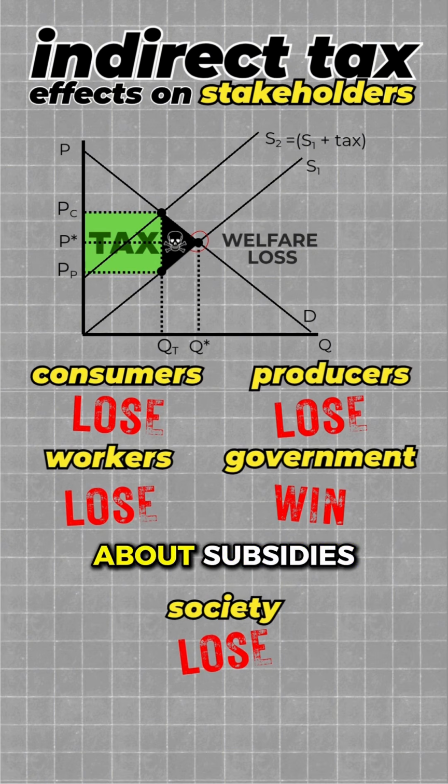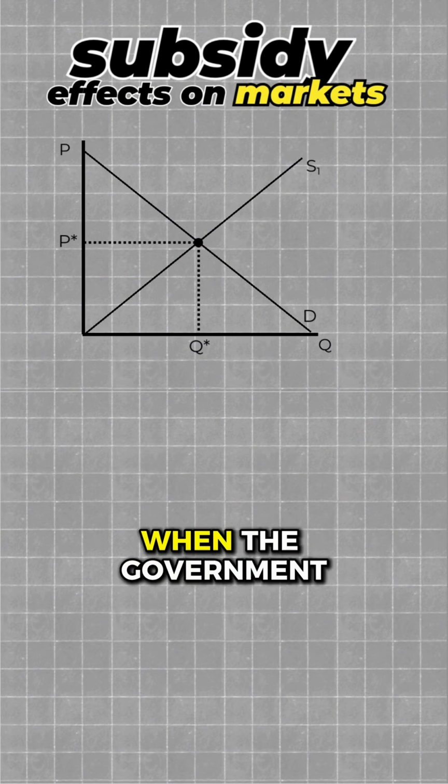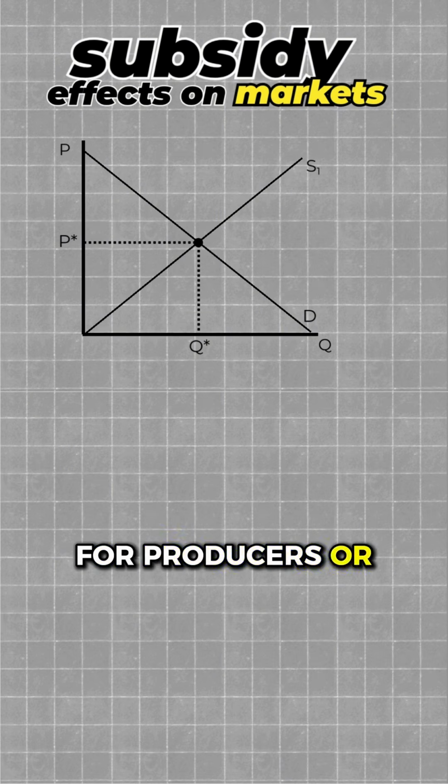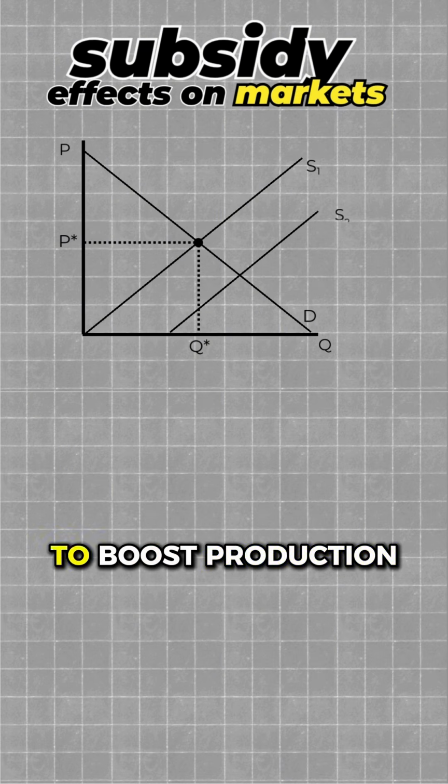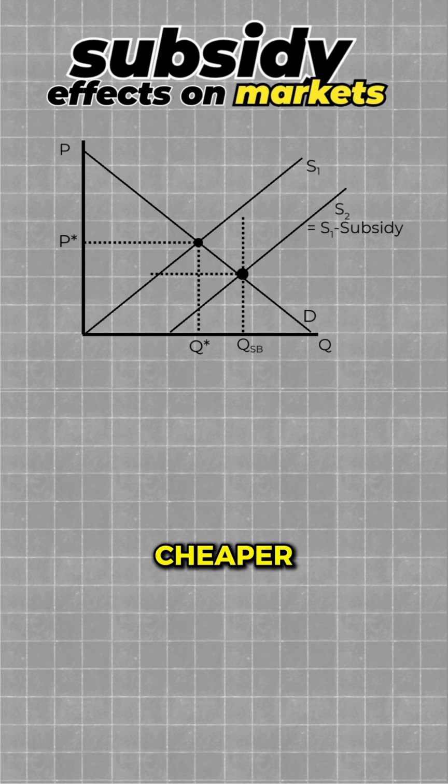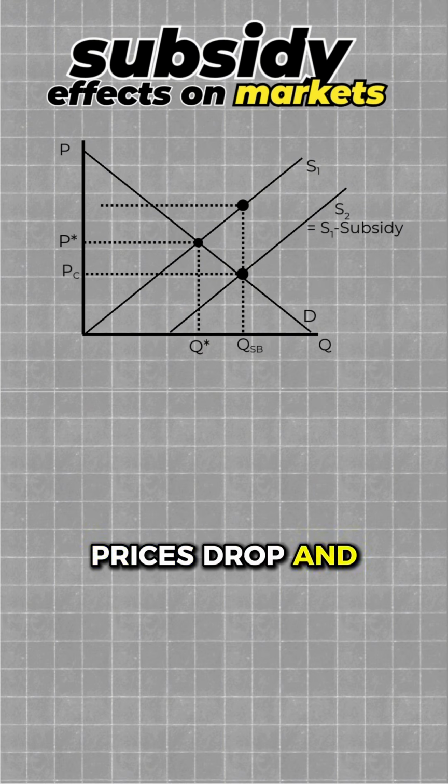Now let's flip it and talk about subsidies, which are basically the opposite of indirect taxes. A subsidy is when the government pays part of the cost for producers or consumers. It's basically financial support to boost production or make goods cheaper. The supply curve shifts right, prices drop, and output increases.